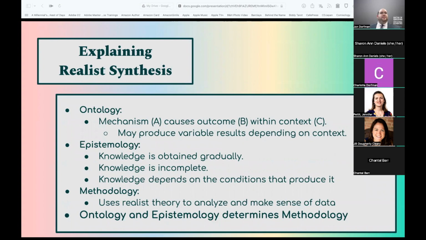So for this type of methodology, we're talking about ontology, which is how we form our beliefs on reality. Epistemology is how we form and obtain knowledge, and methodology is determined by our ontology and epistemology. For a realist synthesis, we believe that mechanism A causes outcome B within context C, and these outcomes may vary depending on the context. We believe that knowledge is obtained gradually, it is incomplete, and it depends on the conditions that produce it. And the way we go about testing these theories is that realist theory is used to analyze and make sense of data.